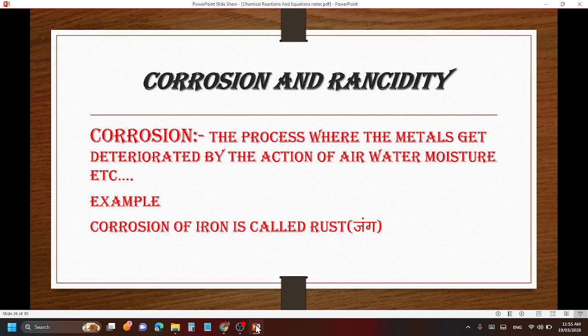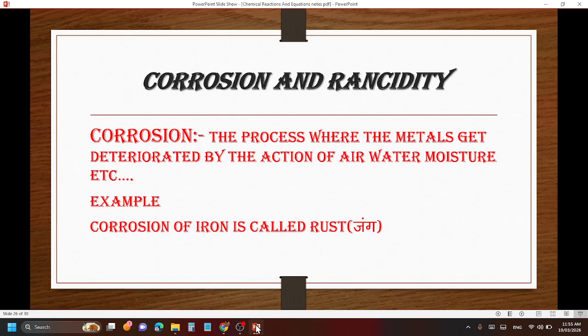So what is corrosion? Corrosion is a process where metals get deteriorated by the action of air, water, moisture, etc. This is a little complicated, so if I explain simply, the destruction of metal by air, water, or moisture is called corrosion. You would have noticed the rust which occurs on iron, right? That is called corrosion. Simple.